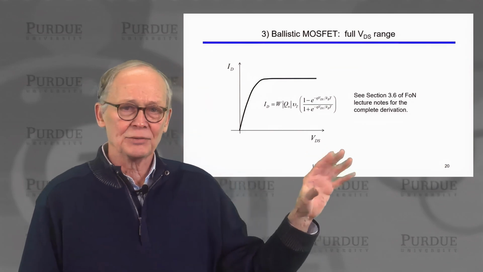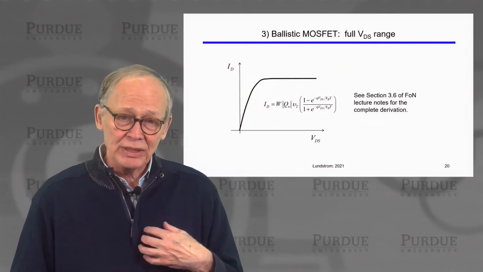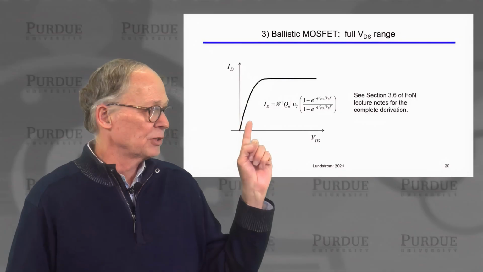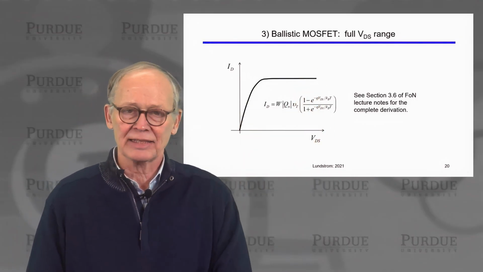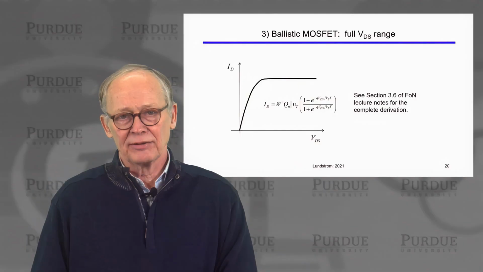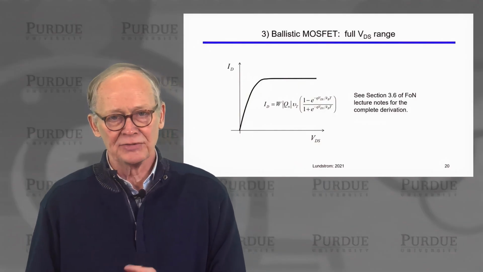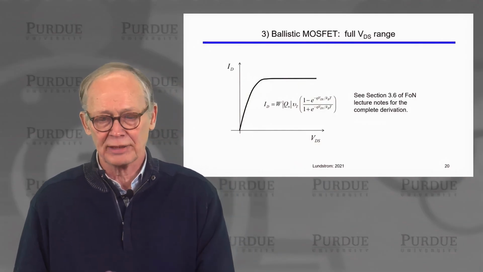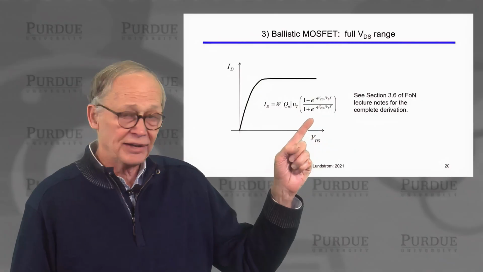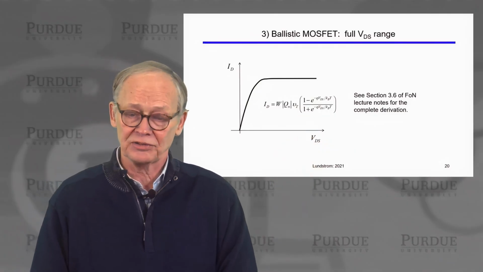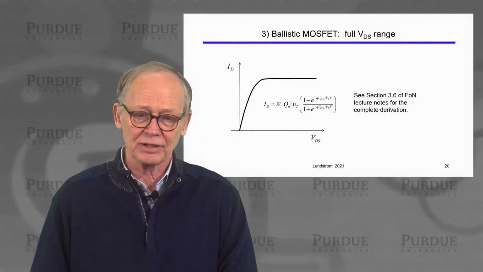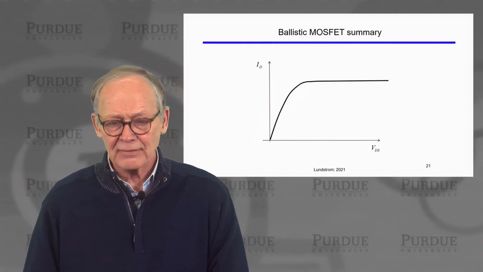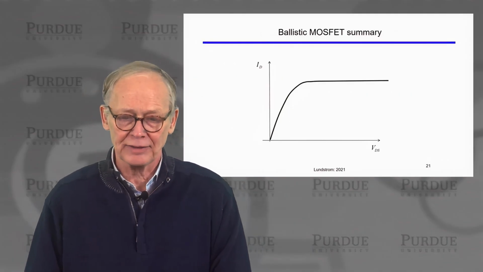Now I'll just point out that what we've done is to develop an expression for the ballistic linear current and for the ballistic saturated current. It's really quite easy to develop an expression for the entire range of VDS from the linear to the saturated regime. The result is here, assuming non-degenerate statistics, and I can refer you to the lecture notes for details of that calculation. So we can summarize our ballistic MOSFET.